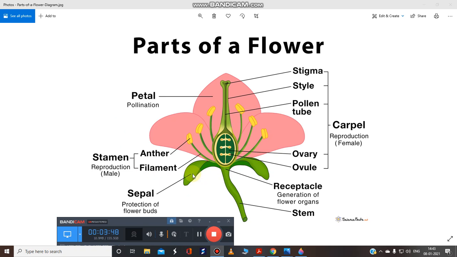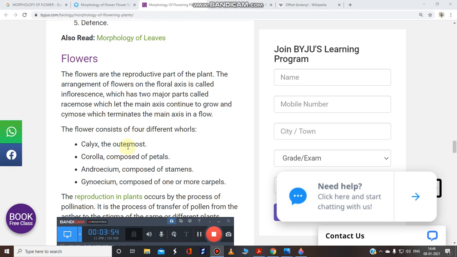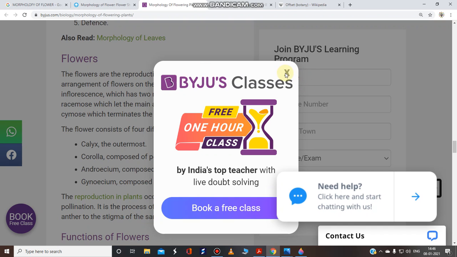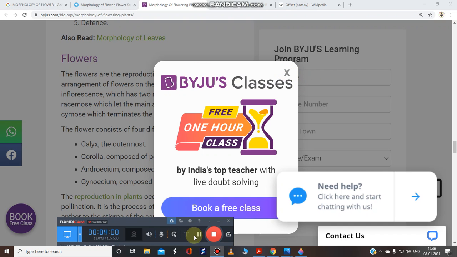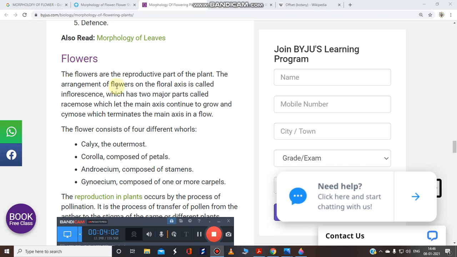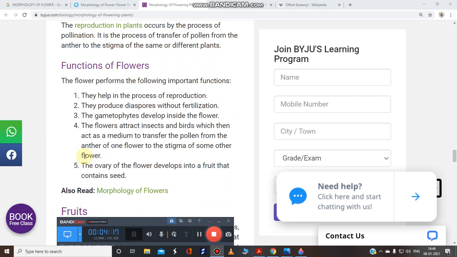And what is the function of sepal? This is also written over here. Protection of the flower buds. So it will protect your flower buds. So if we talk about the flower, these are the reproductive part of the plant. Okay, and the next important term is the arrangement of the flower on the floral axis, which is known as the inflorescence. How flowers are arranged is known as the inflorescence. So we will cover this also. There are different types of inflorescence, and I will give you an overview of that.